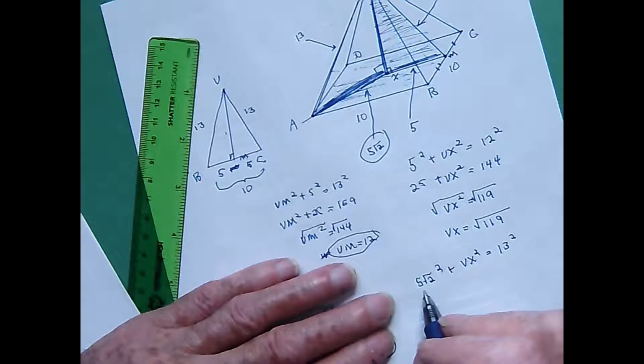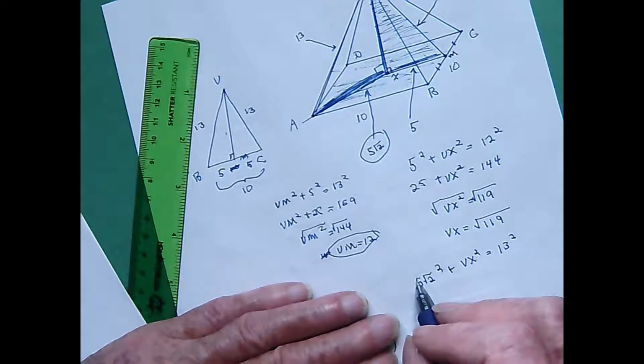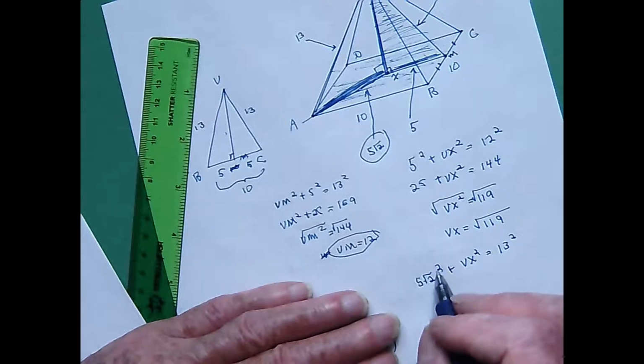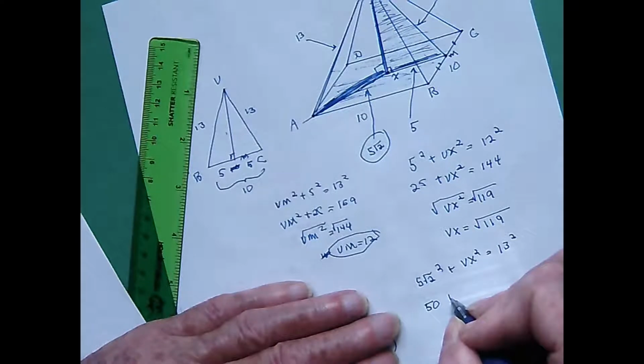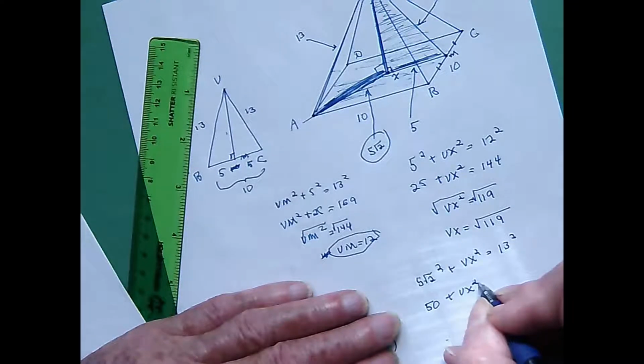Hey, how do you square this number? Well, I got to square that 5, which will give me a 25. I got to square the square root of 2, which gives me a plain old 2. So this is really 25 times 2. We'll call it 50. Plus Vx squared is equal to 169.